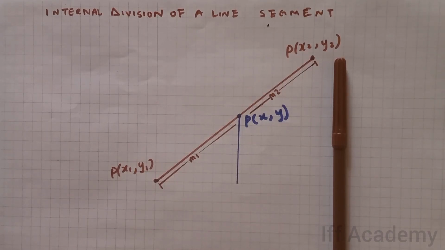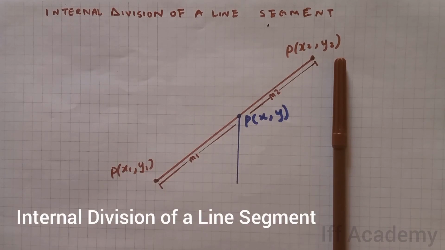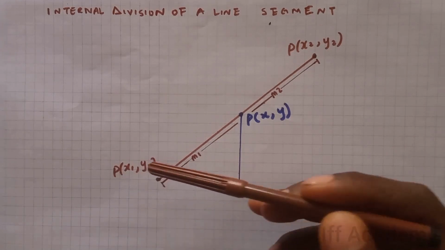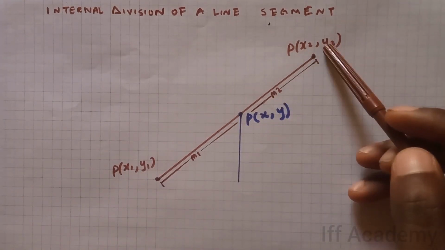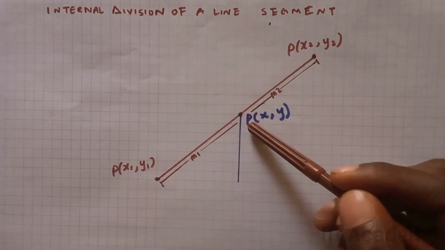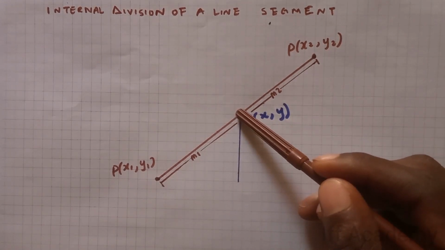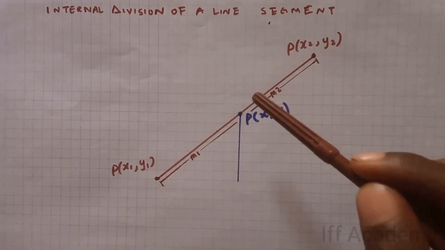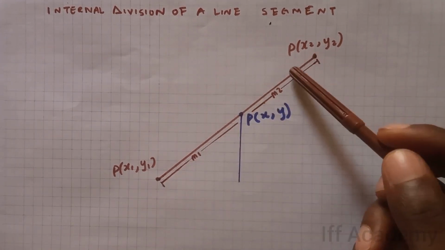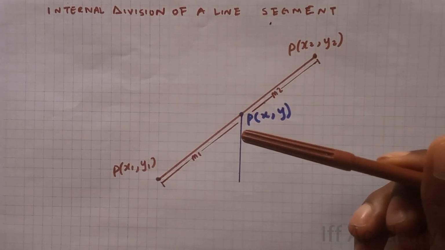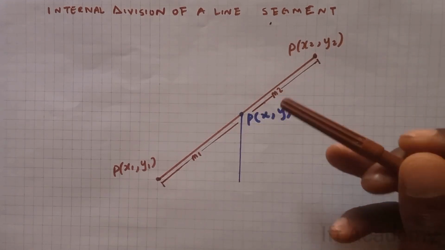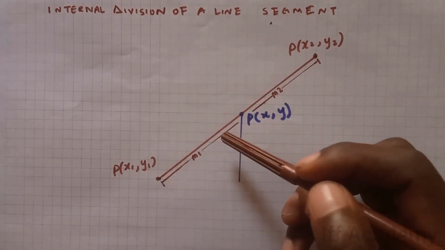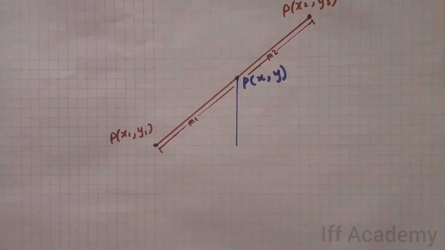In this video, we'll be looking at the internal division of a line segment. So if I have a point P(x1, y1) and P(x2, y2), and then a line P(x, y) that divides this line into two parts, we have this and we have this. So these are two ratios. Now, we're going to look at how we can solve problems involving finding the coordinate of the point that divides the line internally into two ratios. So having said this, let's move straight to the formula.